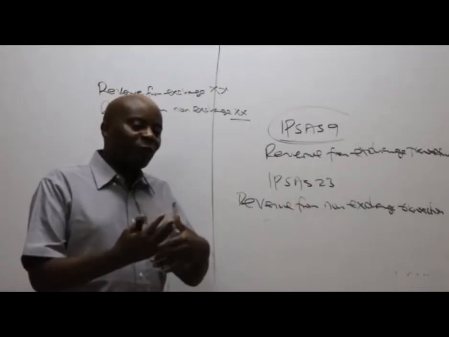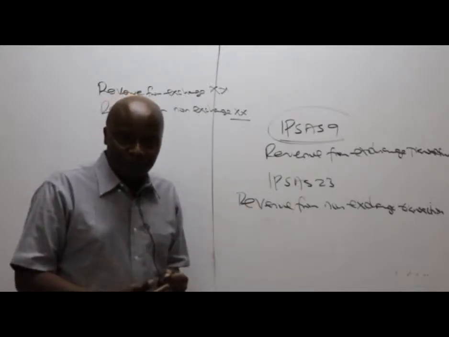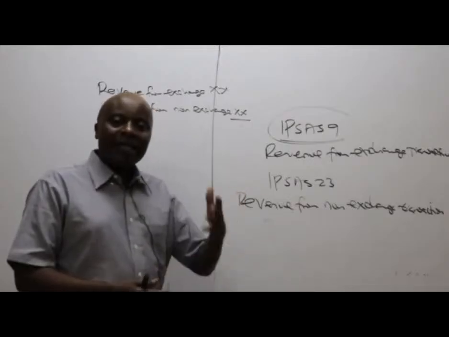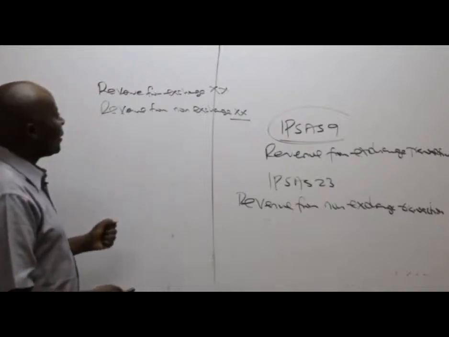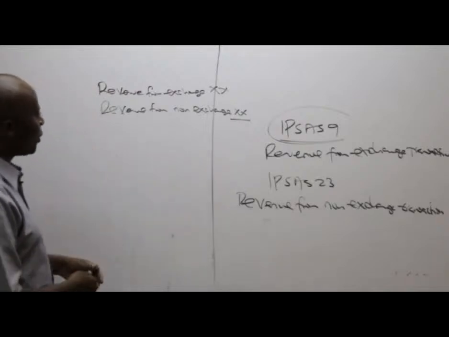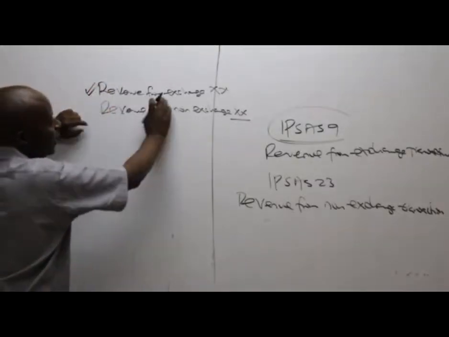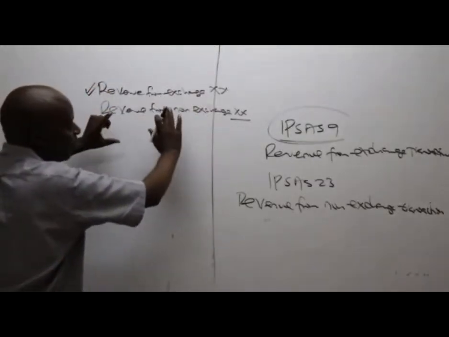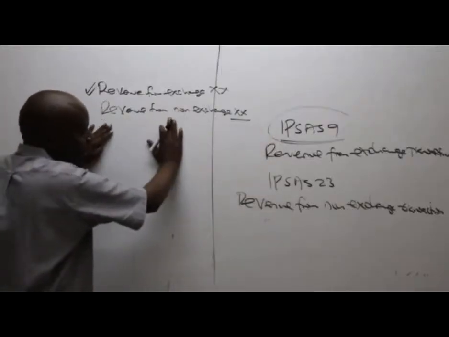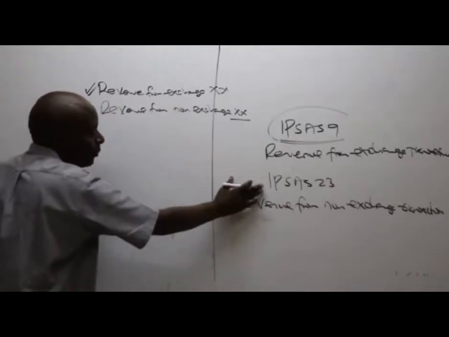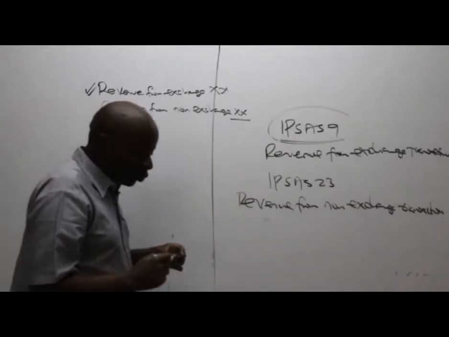If you look at, for example, the income statement of NGOs, like United Nations, like IGAD, like African Union, you will see that they have two revenue items. We have revenue from exchange transactions, that is revenue captured using IPSAS 9, and then we have revenue from non-exchange, which is revenue captured using what? IPSAS 23. Ladies and gentlemen, listen to me very well.